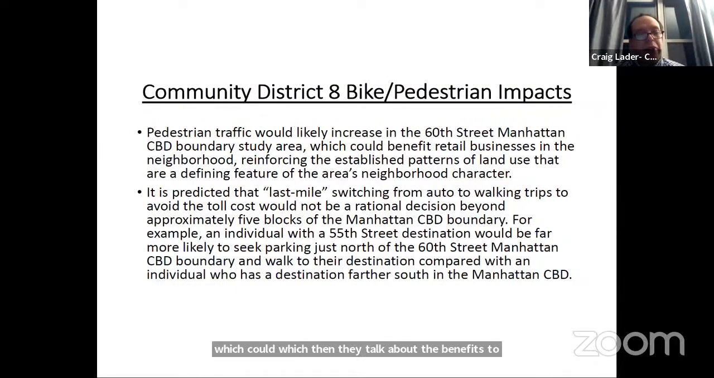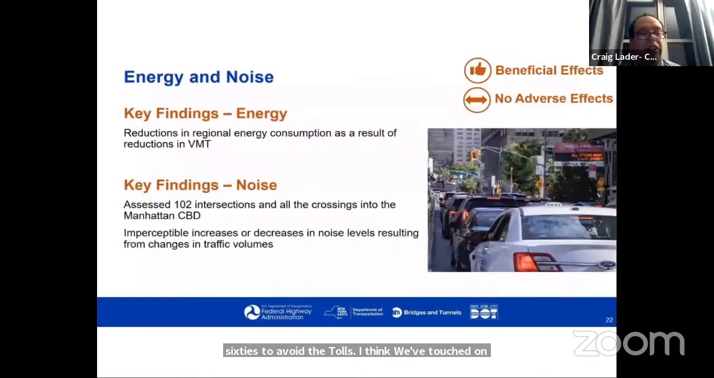And then, as we've talked about in the past, they don't believe that there will be last mile switching from automobiles to walking trips, or people that are parking in the low 60s to avoid the tolls. I think we've touched on that many times before, so we don't have to go into that again. Next slide, please.